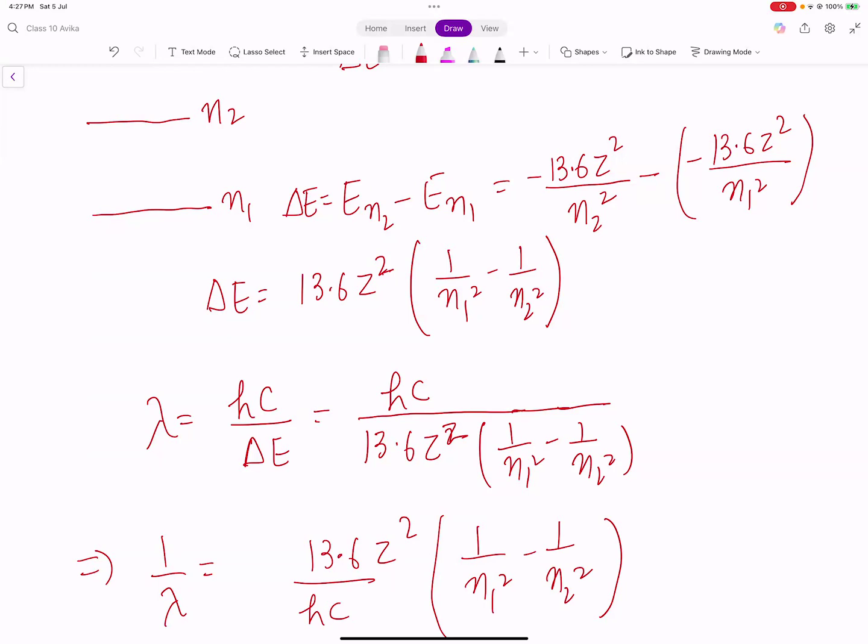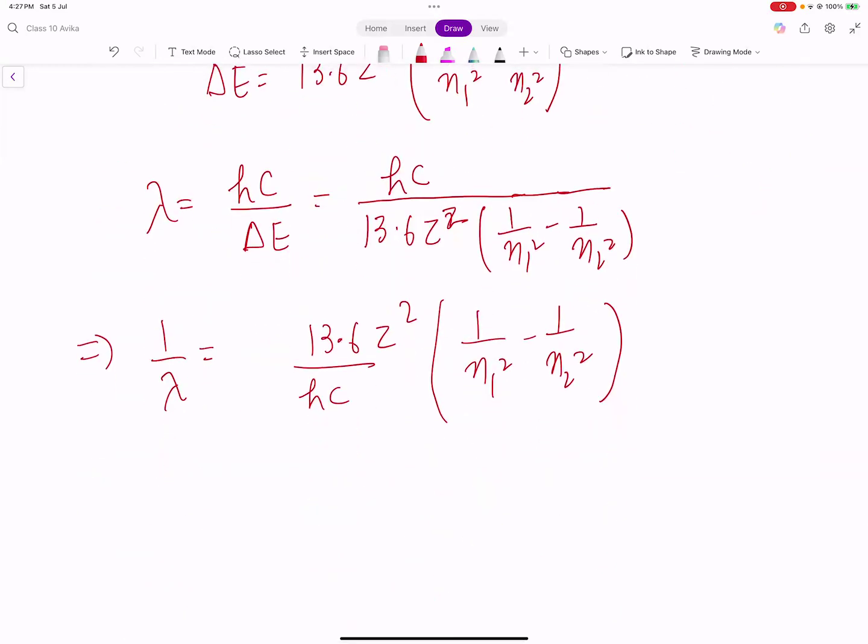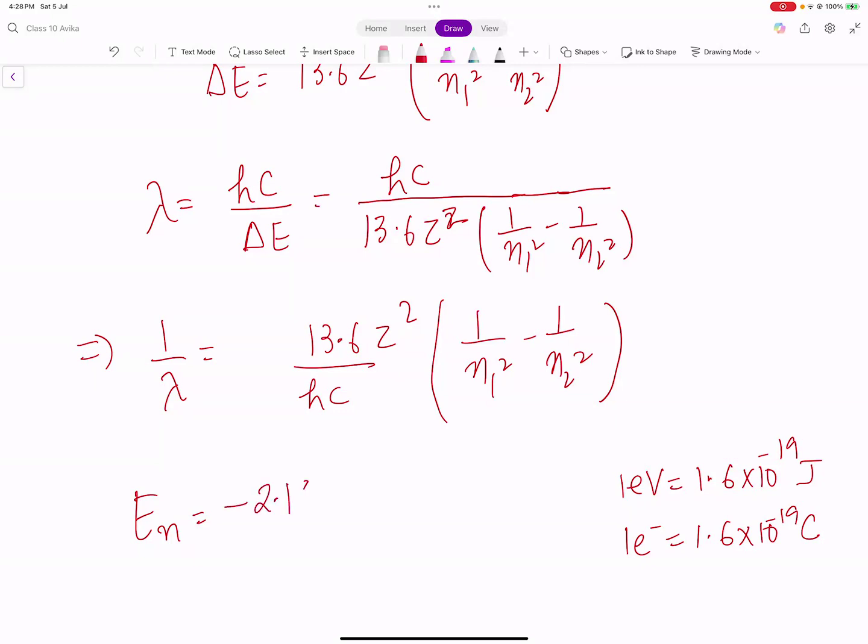In joules, I'll just modify this. See, 1 electron volt, I already told you, is 1.6 into 10 to power minus 19 joules. The charge on one electron is simply 1.6 into 10 to power minus 19 coulombs, so this is the same energy unit. When one electron is accelerated through a potential difference of 1 volt, then you get this much energy. That's all. So in terms of joule, this is minus 2.18 into 10 to power minus 18 Z square by n square, and this is in joules.